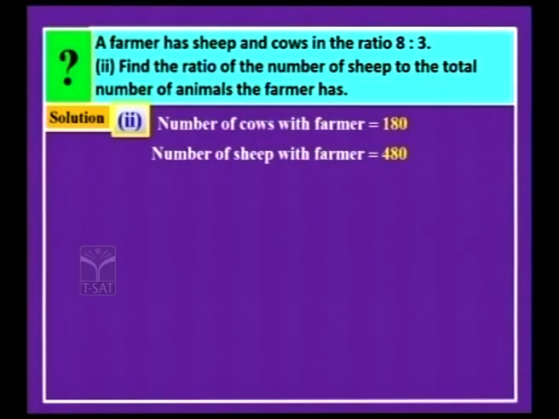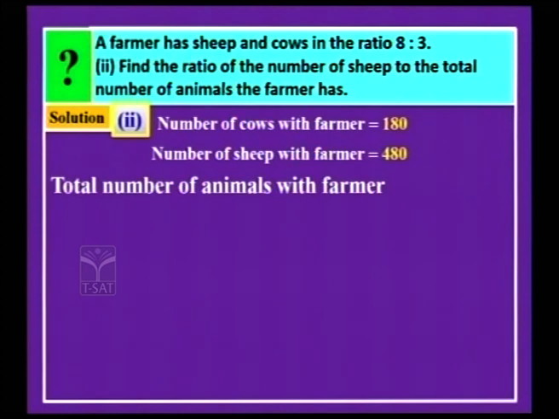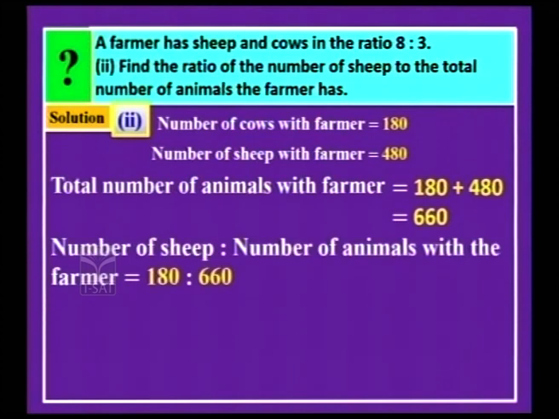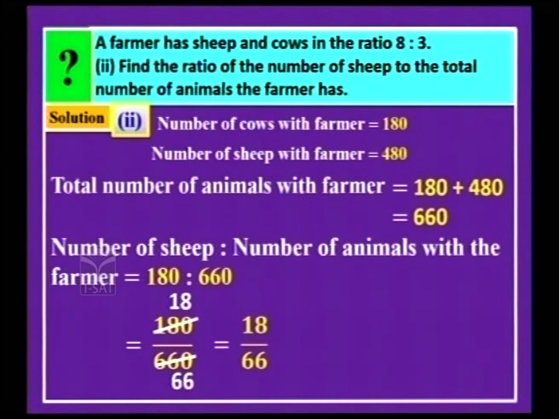Yes, we are going to find the ratio of the number of sheep to the total number of animals the farmer has. So the total number of animals with the farmer is 180 plus 480, which is 660. So therefore what is the ratio of sheep to the number of animals with the farmer, children? 180 is to 660. Now let us write in the form of A by B, that is 180 divided by 660. So on simplifying, what do you get, children? Yes, we got 18 by 66.